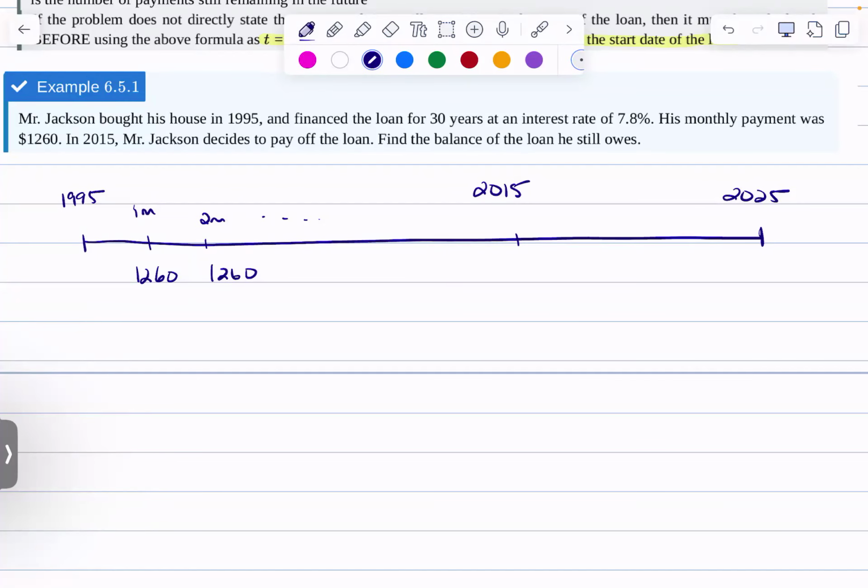30 years times 12 months is still 360 months. I should probably remember that. Total 360, yeah. Do we have to draw the timeline on the test?